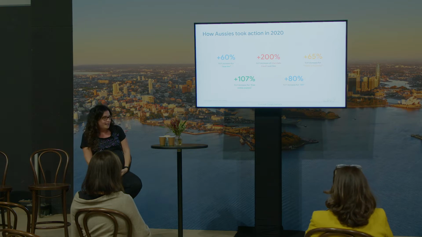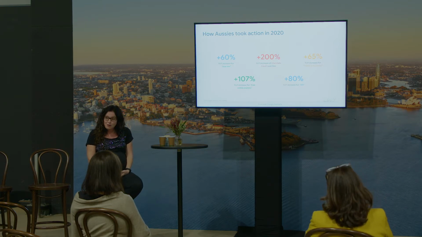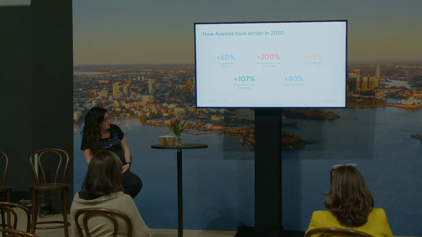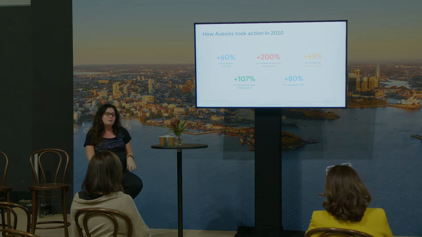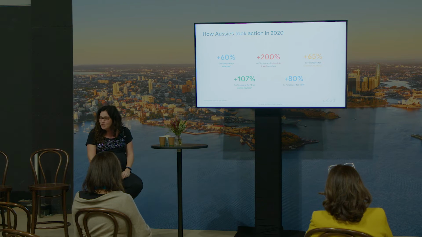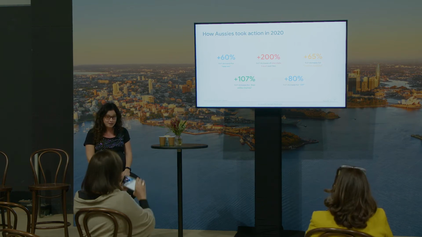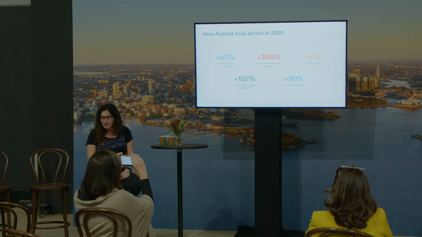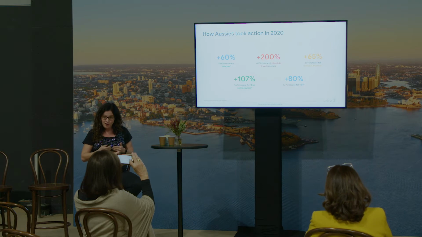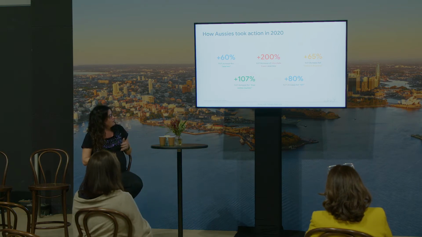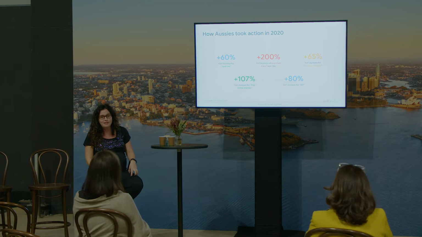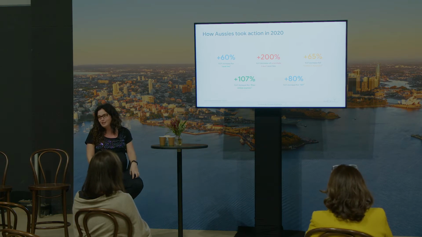What have we seen across 2020 in terms of search behavior? The first 2 are the ones that interest me most. 60% increase in people searching for things near me. So that could be cafe near me, lunch near me, tours near me, hotels near me. So there is a real bias to people looking for things closer to where they are physically located. And there's been a 200% increase in people searching for interstate travel.